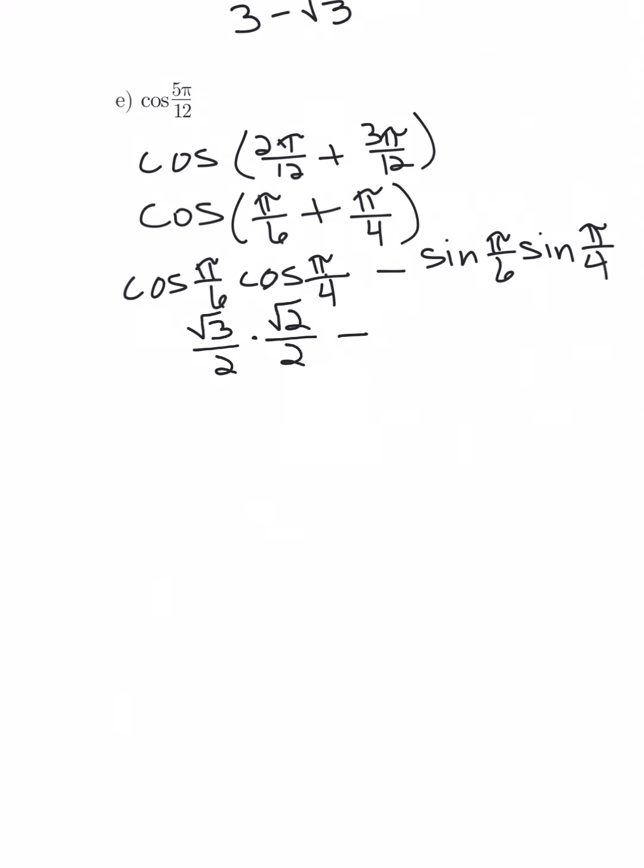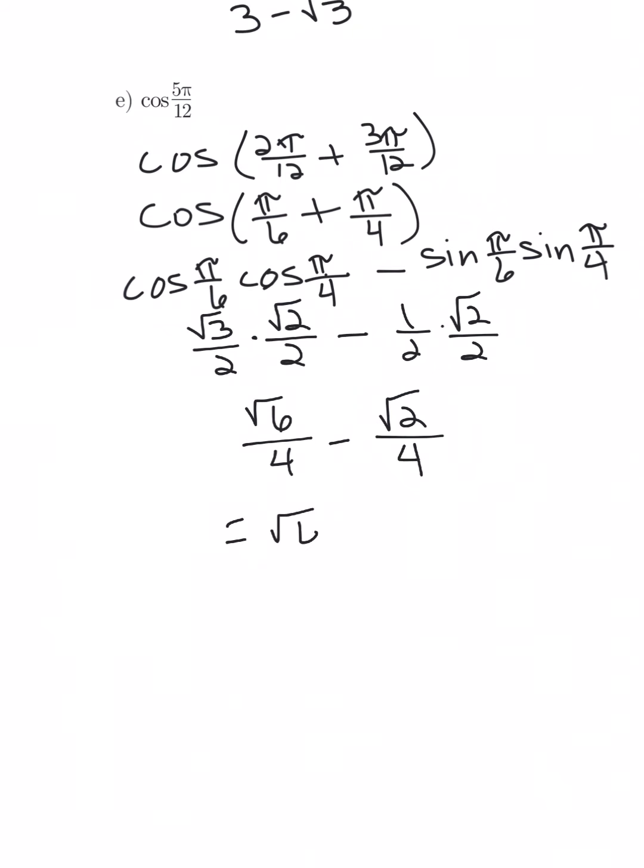Subtract. The sine of pi over 6 is 1/2, and the sine of pi over 4 is the square root of 2 over 2. Do your multiplying, you get the square root of 6 over 4 minus the square root of 2 over 4. Now make it a single fraction, the square root of 6 minus the square root of 2 over 4, and that's your final answer.